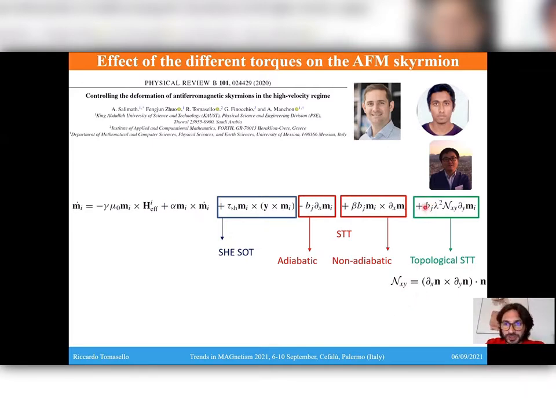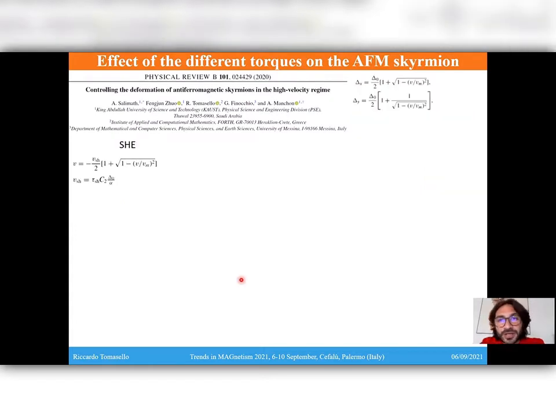This is also proportional to the current injected and to the parameter lambda. But now we can study the motion for the three distinctive torques. We know from the analytical formalism that we are able to calculate the expansion of the skyrmion along the x direction as well as the one along the perpendicular y direction, compared to the equilibrium skyrmion size.